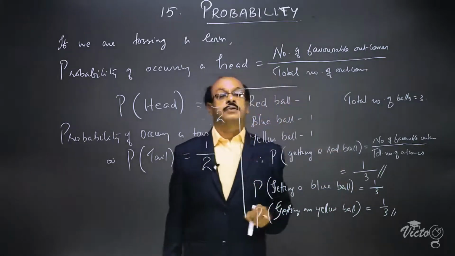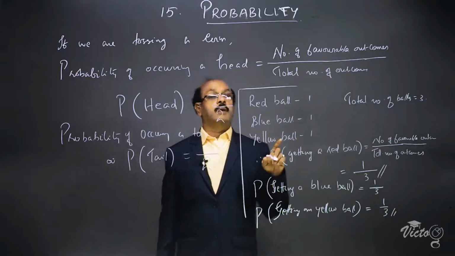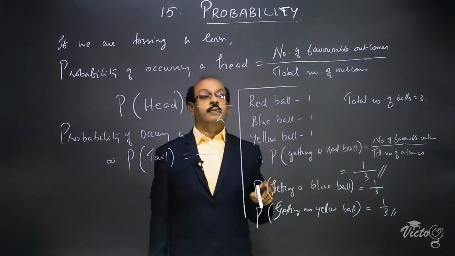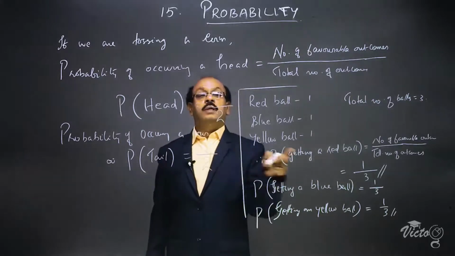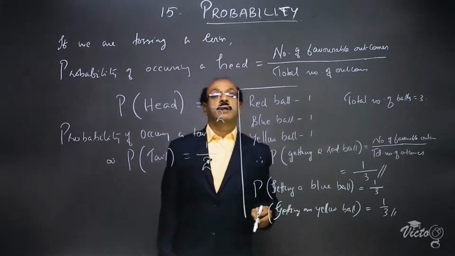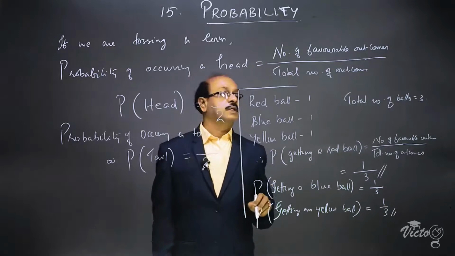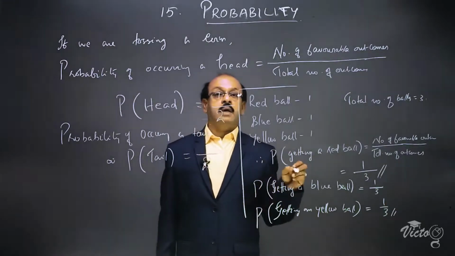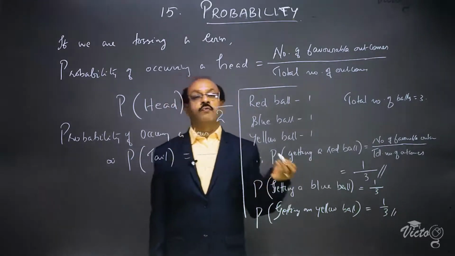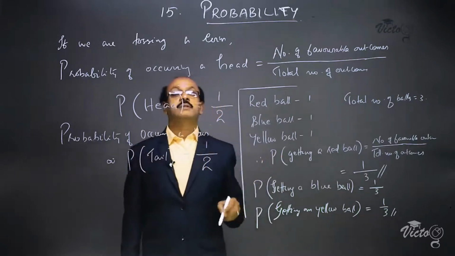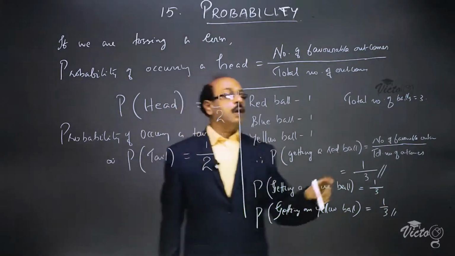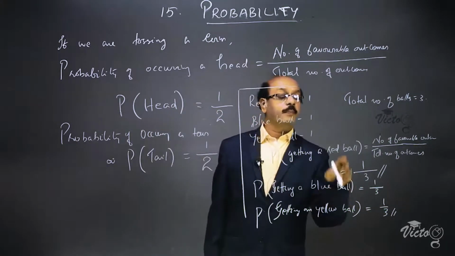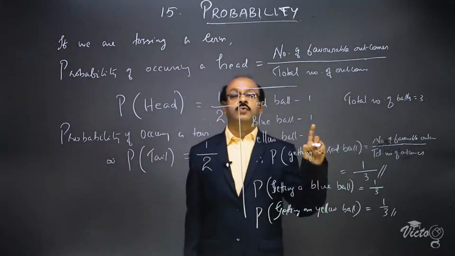In this case also, the total probability will be 1. That means the total probability is 1 by 3 plus 1 by 3 plus 1 by 3. So, in both these two examples, the sum of the probabilities is 1. But in all cases, the sum will not be equal to 1. Here in these two examples, the sum of the probabilities is 1 by 2 plus 1 by 2, which is 1. Here also the sum of the probabilities, 1 by 3 plus 1 by 3 plus 1 by 3, is equal to 1.